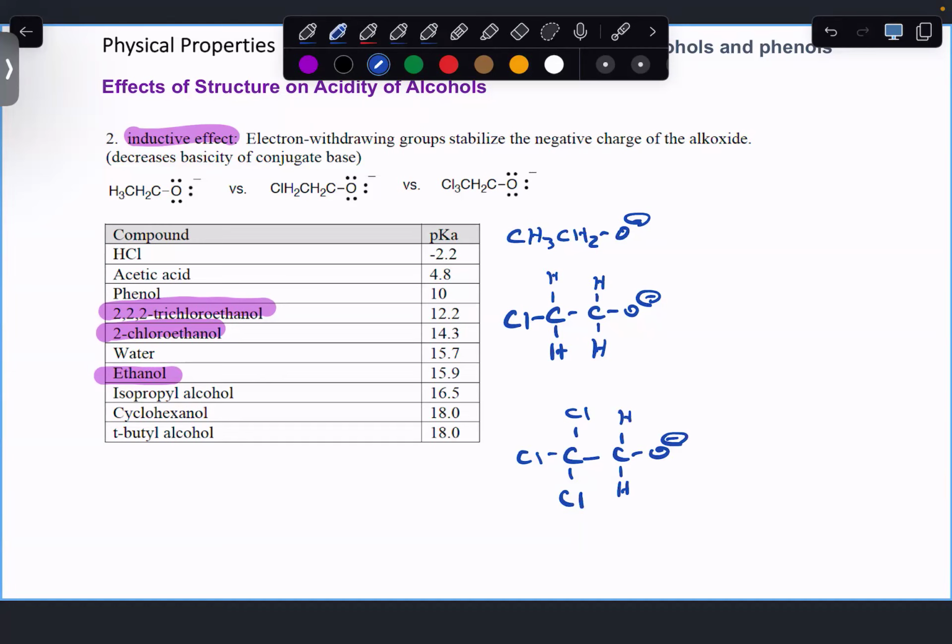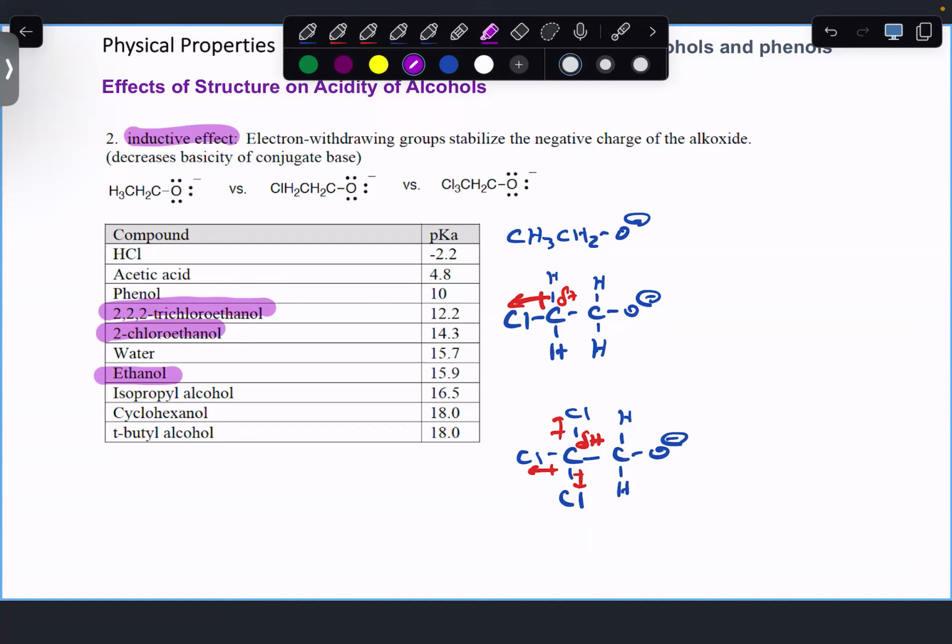So having those strong electron withdrawing halogens is making that carbon very delta plus. The more halogens you have, the more delta plus that carbon becomes. Well, that partial positive charge is going to begin pulling electron density towards itself. Remember, you have this big kind of electron cloud surrounding the O minus.